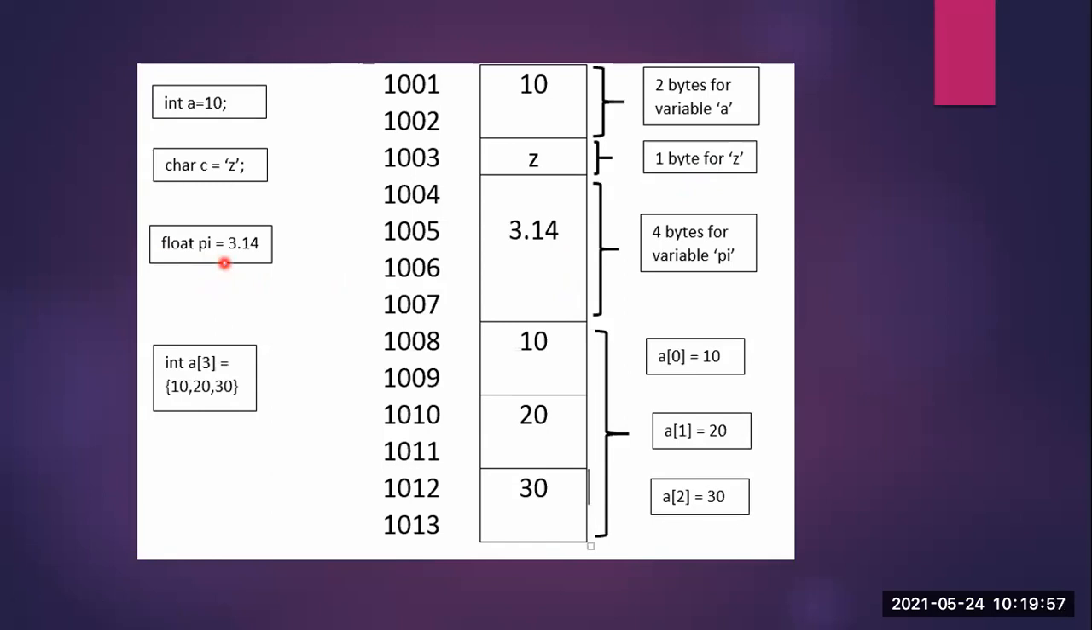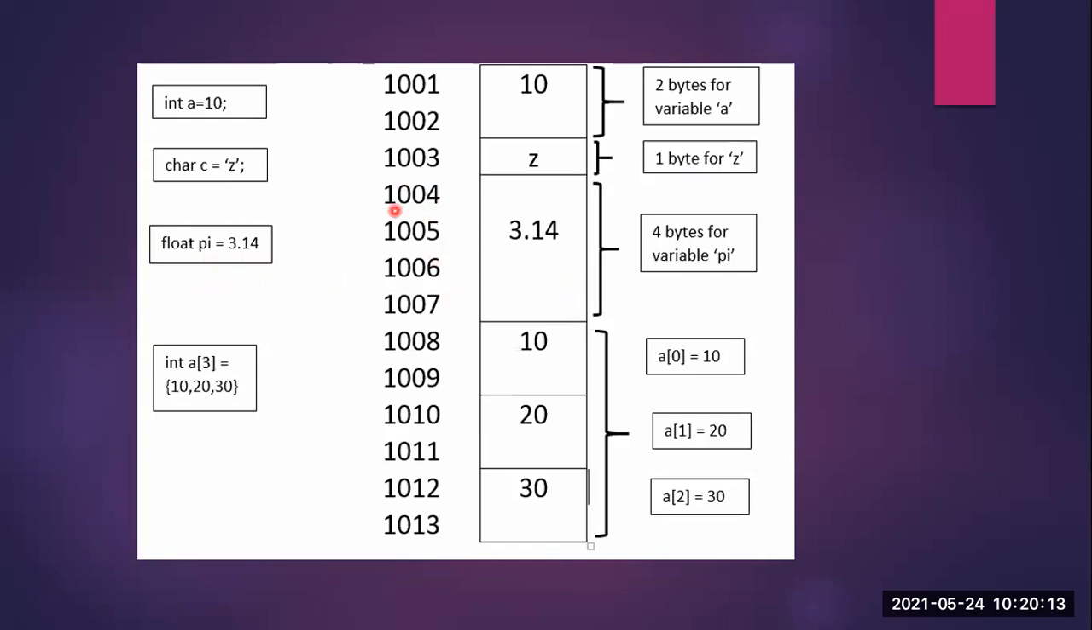4 bytes. Correct. So from where is the address starting? Where is this particular value 3.14 stored? At which location? 1004. 1004 to 1007. Correct. Because we need 4 bytes.